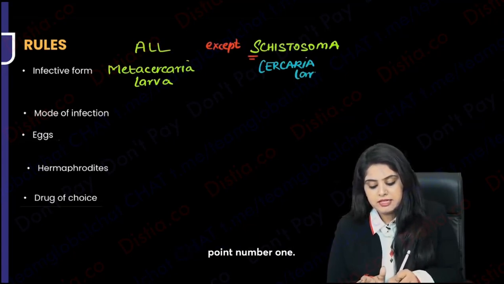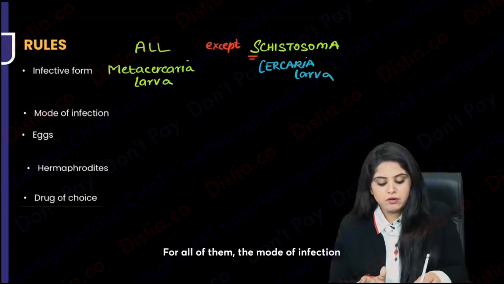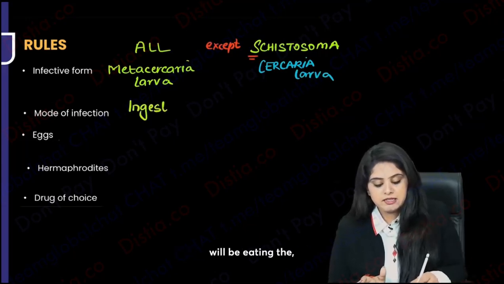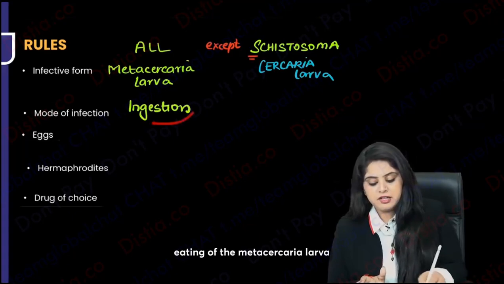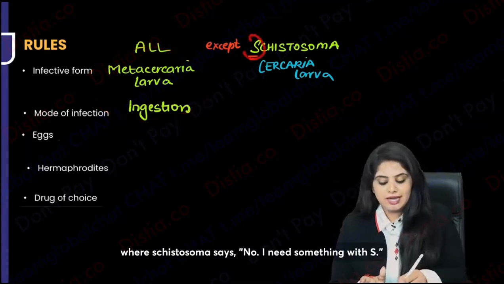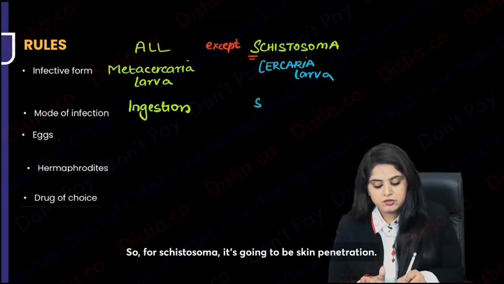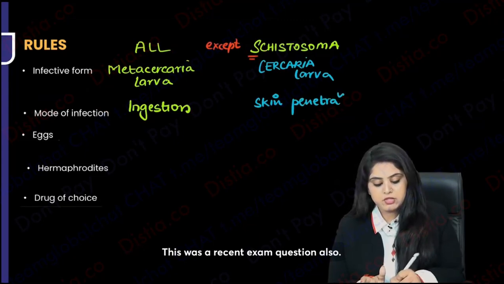Point number one. Second, the mode of infection. For all of them, the mode of infection will be eating of the metacercaria larva, whereas Schistosoma says, no, I need something with S. So for Schistosoma, it's going to be skin penetration. This was a recent exam question also.